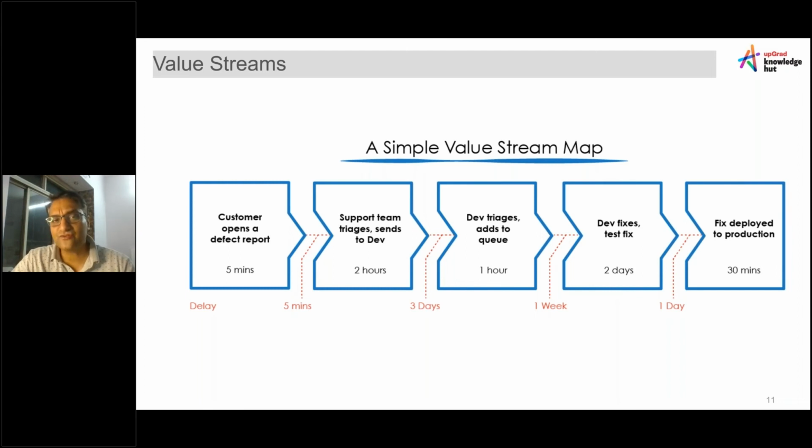This is a simple value stream. Take your support value stream, where a customer opens a ticket after they find an issue. It goes to one of your support teams. They do some triaging, and if it's a critical problem, it moves to your L3 and L4 support teams, which are your development teams. It gets added to the queue, they fix the problem, and you deploy the fix to production. This is a simple value stream.